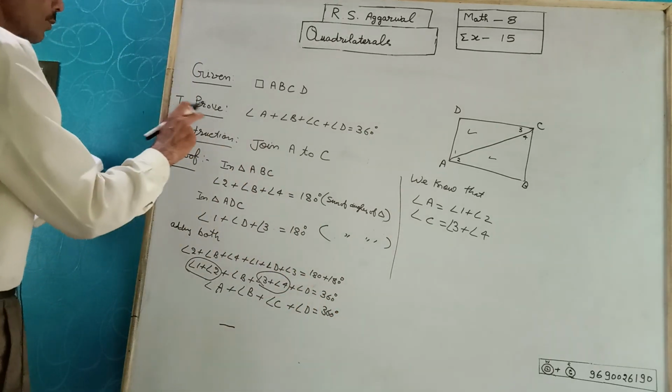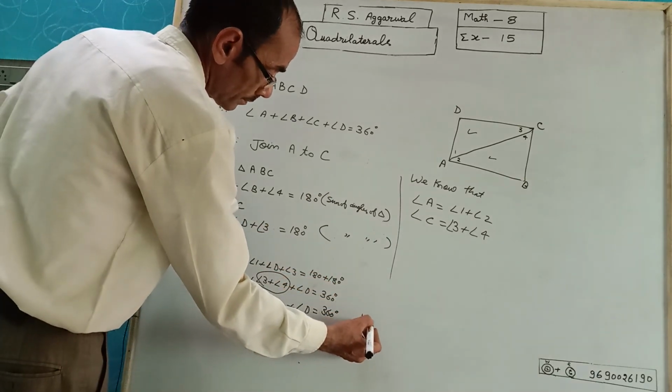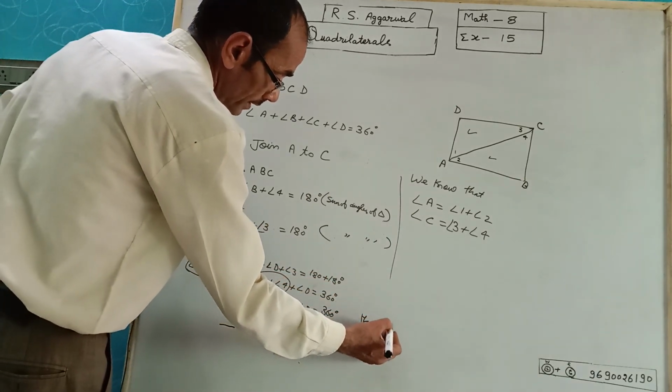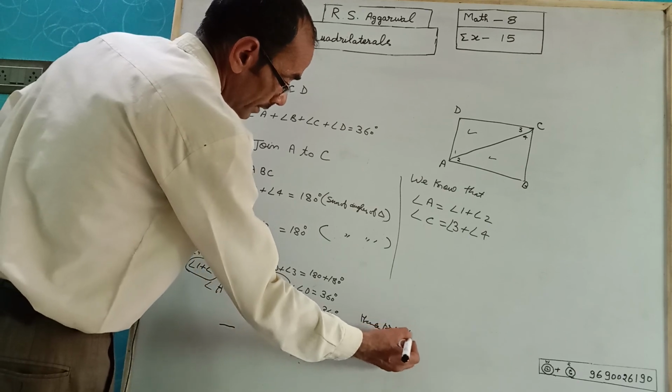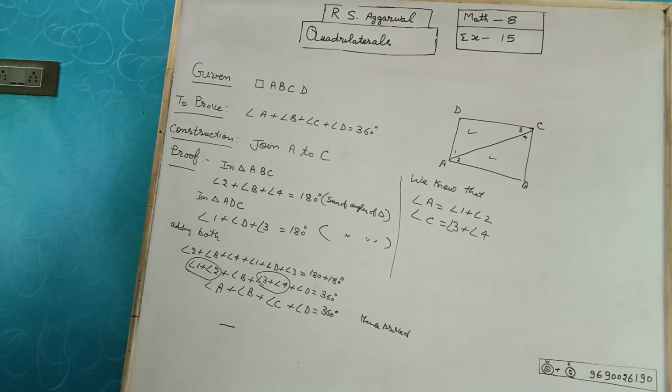Hence proved: the sum of the interior angles of a quadrilateral is 360. We can prove this theorem. Thank you.